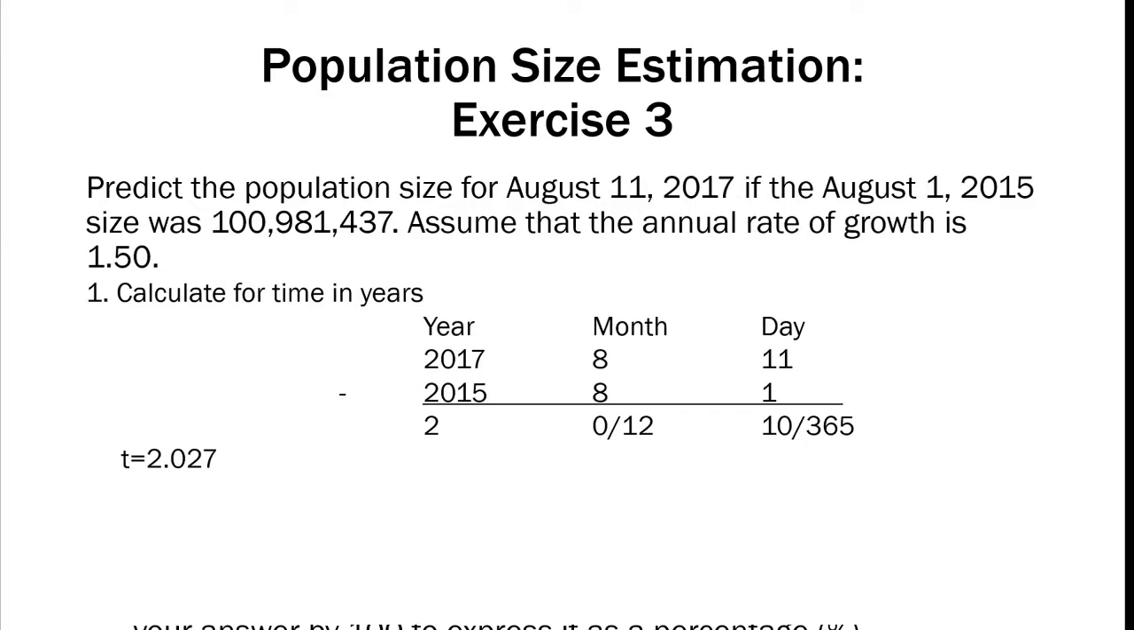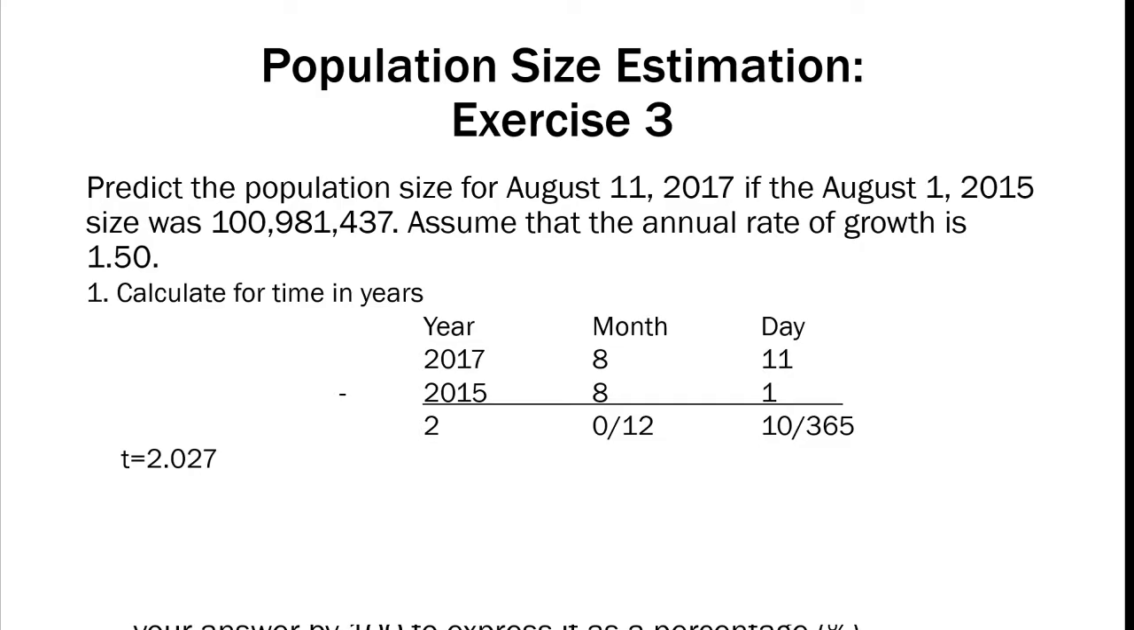So we've already done an exercise that asks us to estimate the annual rate of growth. We have gone through an exercise that asks us to estimate the past population size. Now here, we are asked to predict a future population size. I have already spoiled you. We are to predict the population size for August 11, 2017, if the August 1, 2015 size was 100,981,437. Now, assume that the annual rate of growth is 1.50.